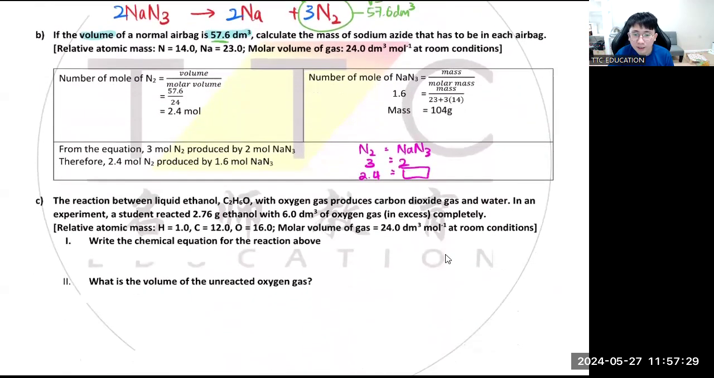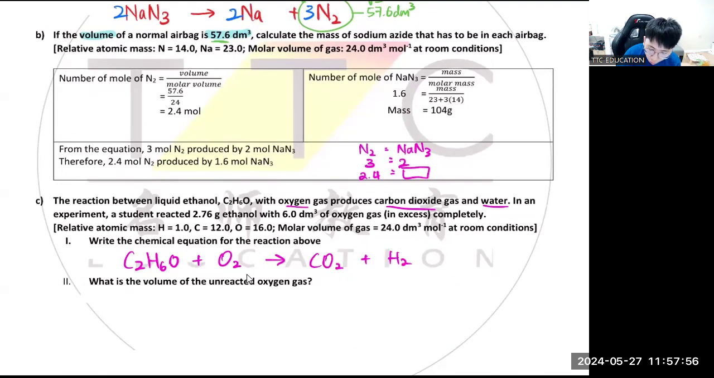And the last part, this one is something you will also get wrong. The reaction between liquid ethanol with oxygen gas produces carbon dioxide and water. Guys, again, they give you words. Can you write the equation? So we have liquid ethanol, which is C2H6O, with oxygen gas, plus O2, produces carbon dioxide gas and water, CO2 and H2O.